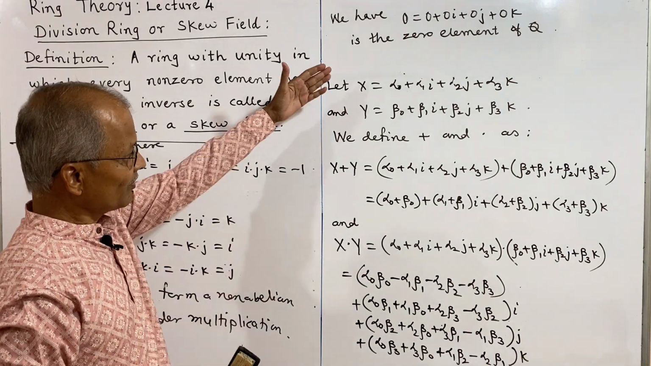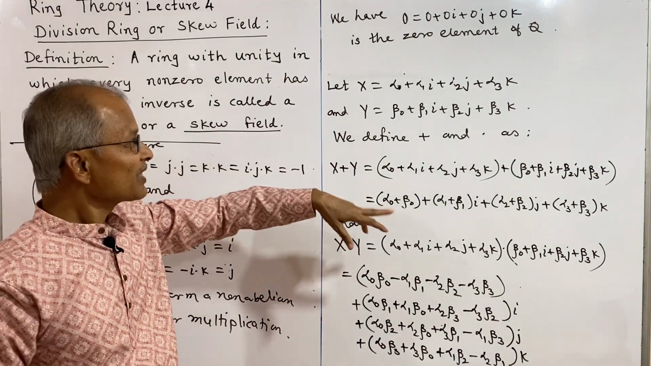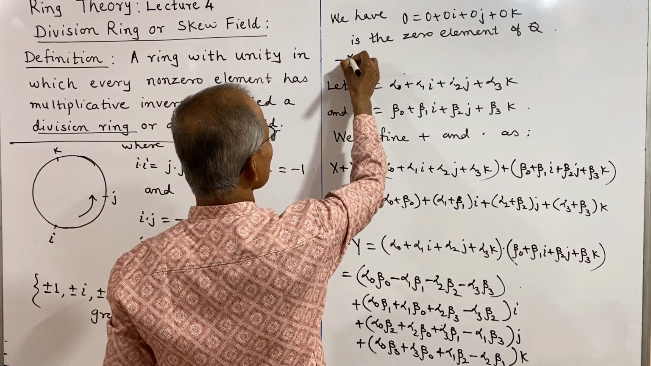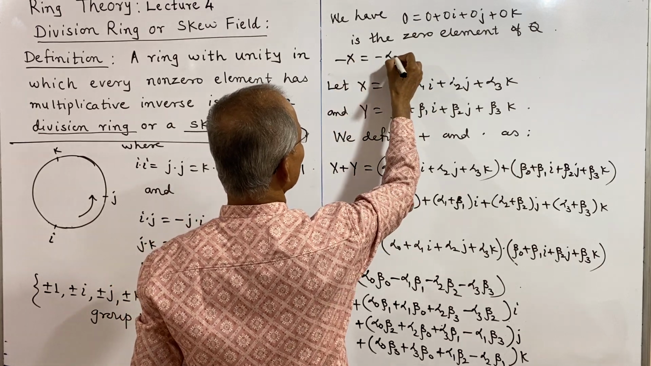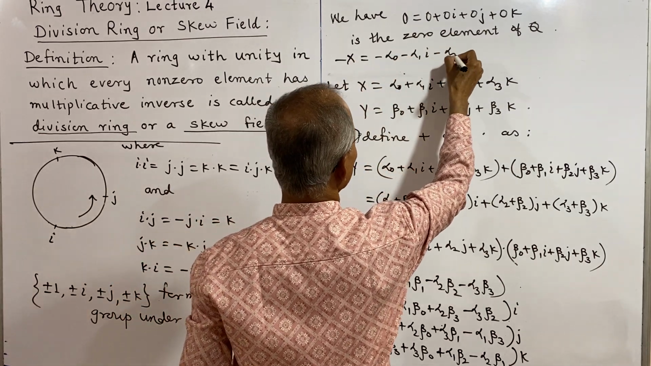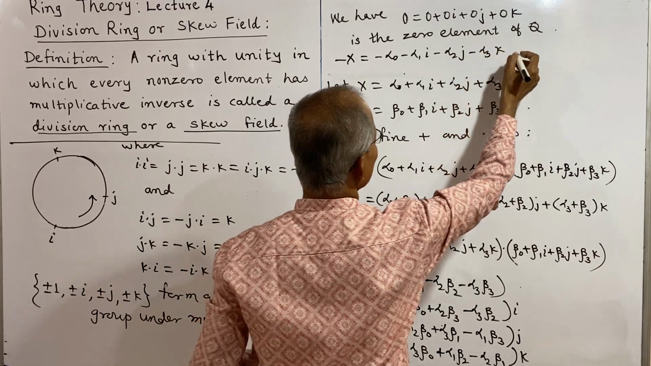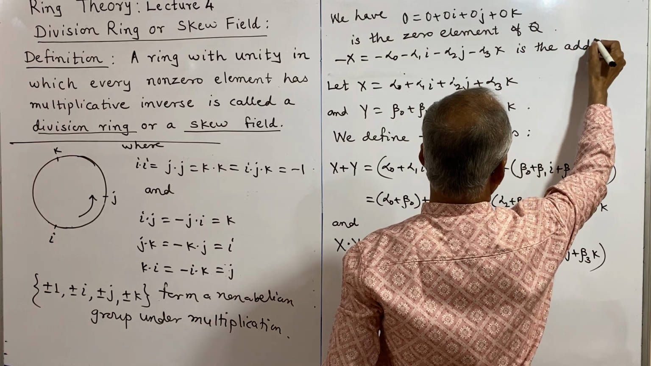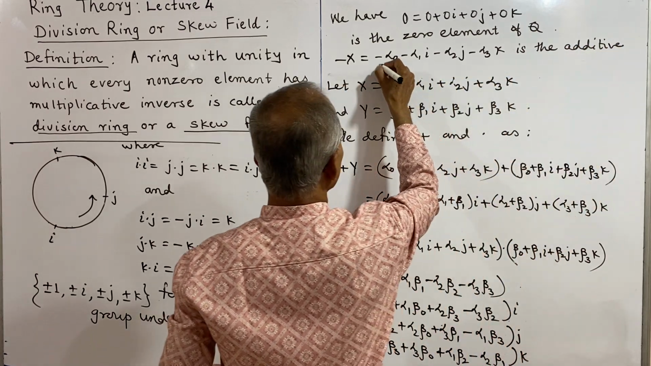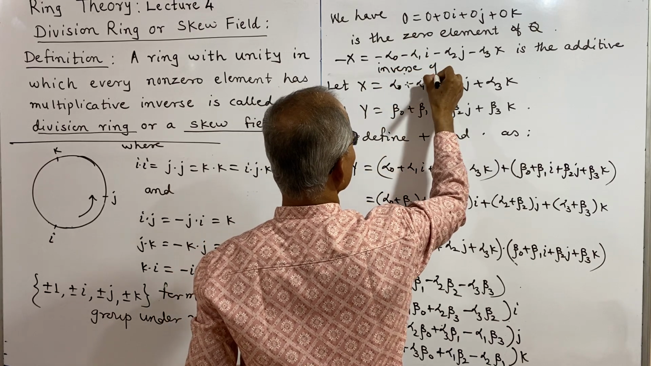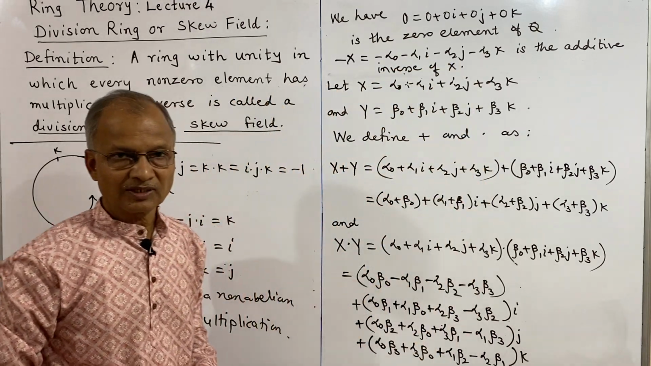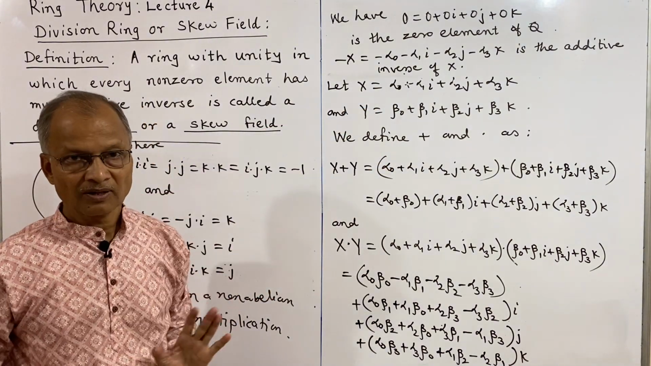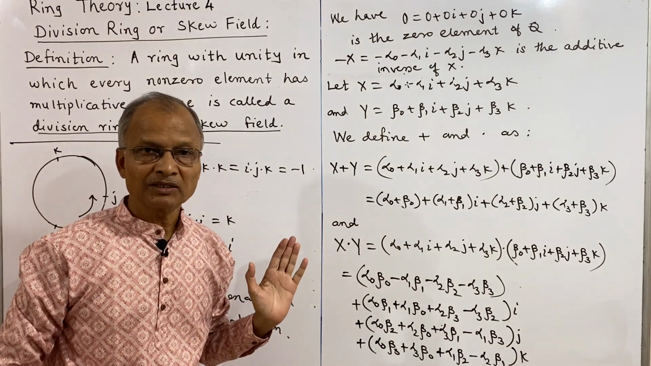And what about the additive inverse? If x is this, then negative x, which is minus alpha naught minus alpha 1 i minus alpha 2 j minus alpha 3 k, is the additive inverse of x. Thus the inverse exists with respect to addition, and it forms an abelian group under addition.